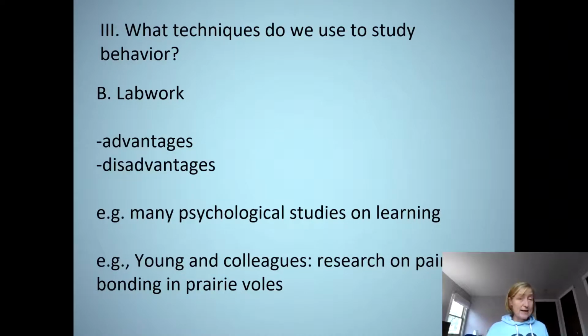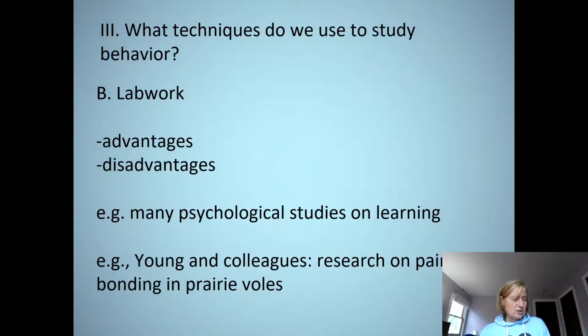Now, the laboratory has its own advantages. It's very useful to bring animals into the lab, mimic the natural environment so that you can control the environment completely. You can repeat experiments. It's very efficient. You can do the experiment many times with different subjects, for example. Lots and lots of psychological studies on learning, for example, using rats or mice or fish can be done in the laboratory in a very controlled way.